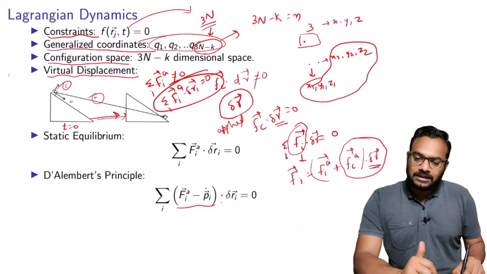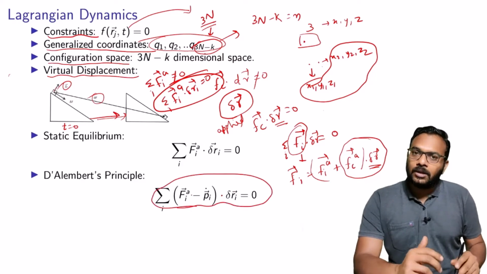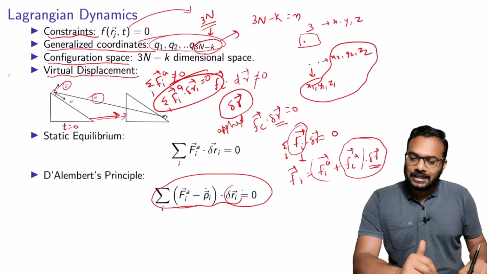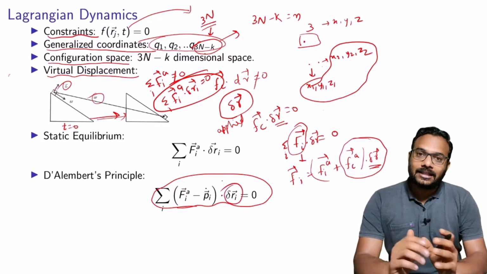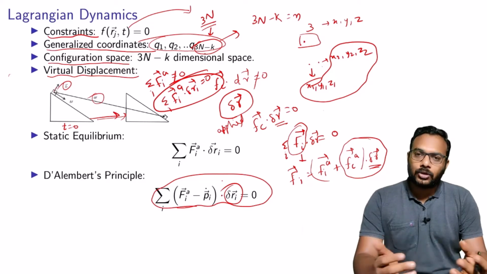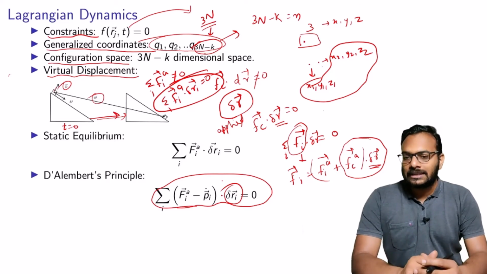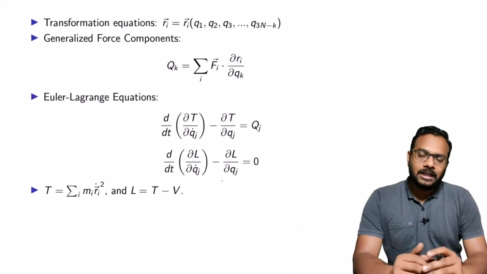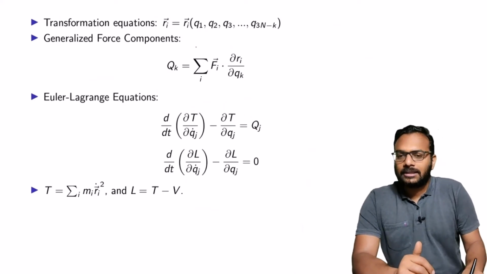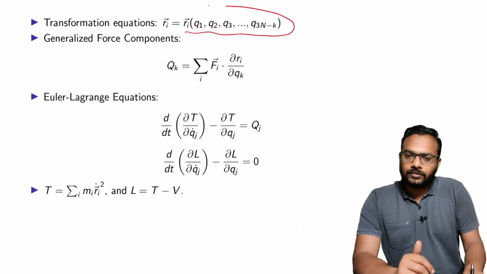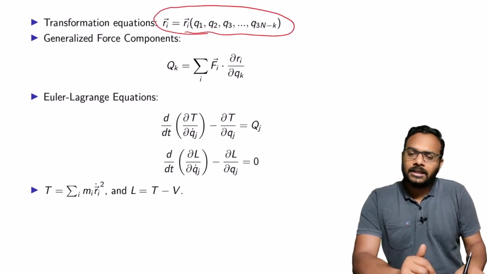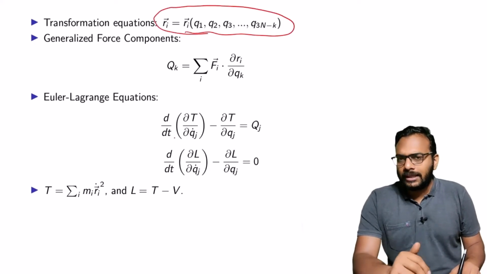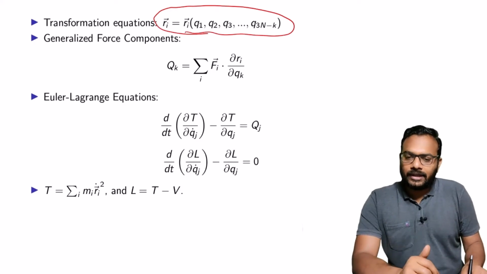Now once you have this equation, this is known as D'Alembert's principle. Once you have this, we can write this delta Ri vector in terms of the generalized coordinates, because the delta Ri are not all independent. You will have some transformation equations to go from Cartesian to generalized coordinates. The transformation equations will generally be of this form. Then you make a small rearrangement, and finally you reach this equation.